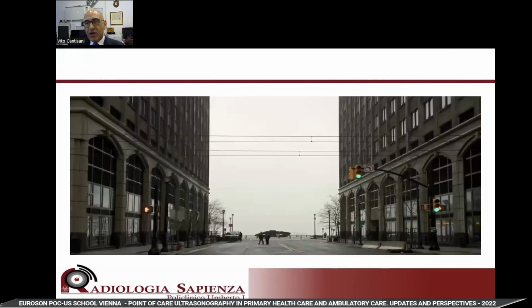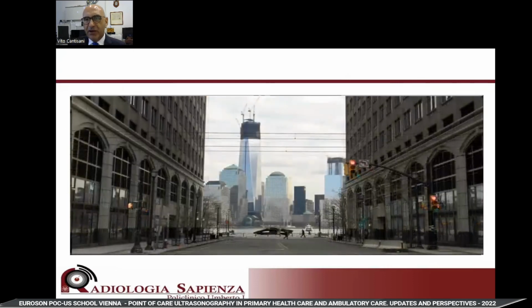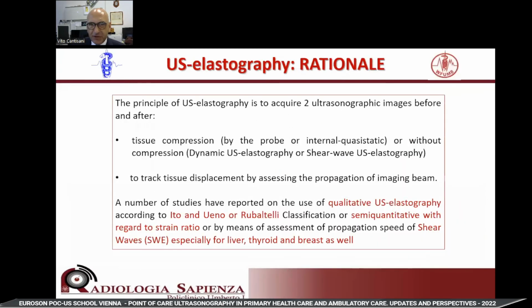If I ask you, where are we here? Unfortunately, the background is not visible, but if you have something that clarifies the background, it is clear that this is Chicago. Right now, we have different probes, all of them useful and used for different applications of ultrasound elastography. The principle of ultrasound elastography is to acquire dual ultrasonographic imaging before and afterwards tissue compression, which you may do by means of the probe or by means of carotid pulsation.